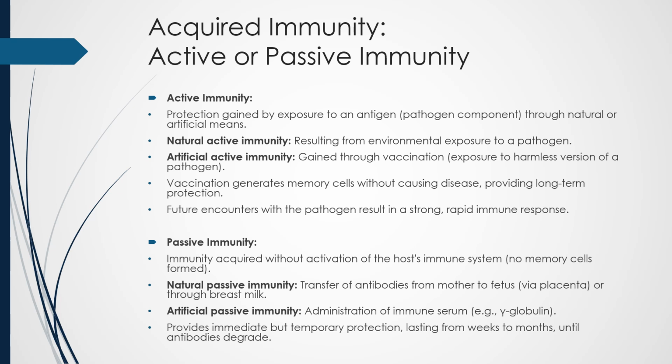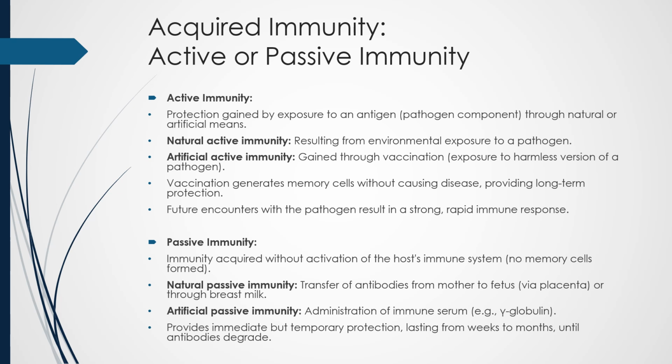Active immunity is protection gained by exposure to an antigen through natural or artificial means. Natural active immunity results from environmental exposure to a pathogen. Artificial active immunity is gained through vaccinations. Vaccination generates memory cells without causing disease, providing long-term protection. Future encounters with the pathogen result in a strong, rapid immune response. Vaccines are currently being explored for diseases like malaria, cancer, HIV, and more.